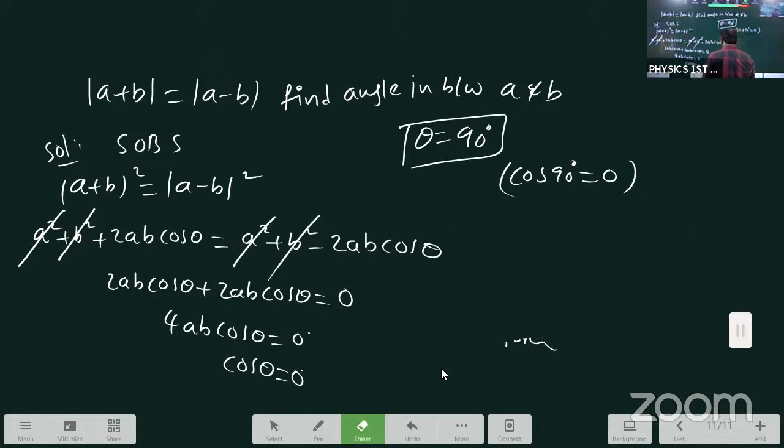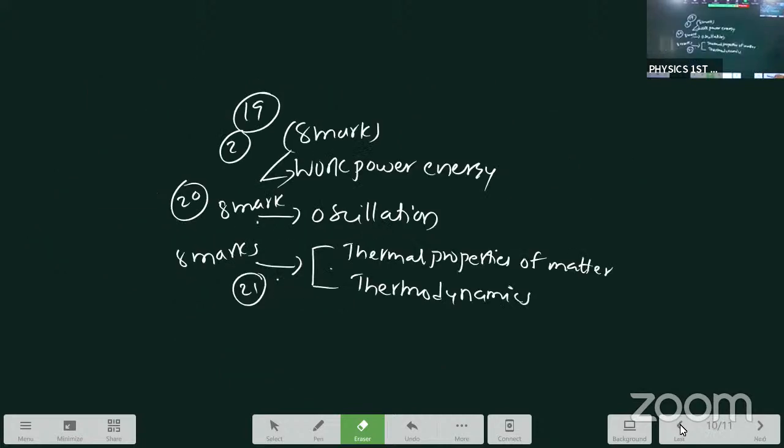You got this question in the recent annual examination you finished, the 11th question: modulus of A plus B equals modulus of A minus B. 99% it won't come again, but sometimes a repeated question comes. That's why you should focus on this one. A plus B equals A minus B, what is the angle? 90 degrees. A and B are at right angles to each other. Okay, so these are the finished questions.